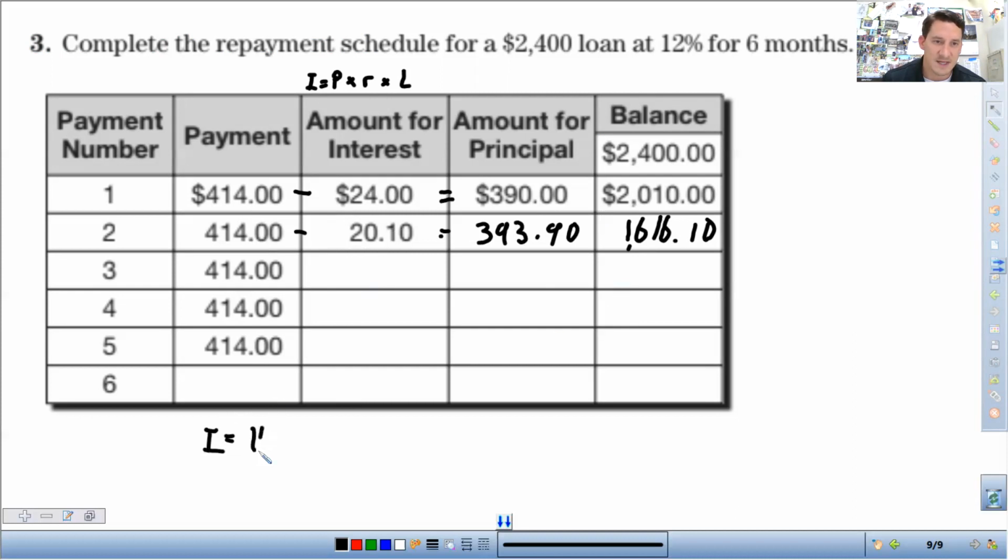All right, so to find the new interest, I need to do the principal, which is the new balance, 1,616.10, times the rate, 0.12 as a decimal, times the amount of time, 1 divided by 12, since we are calculating for 1 month. You get 16.16. And then again, you subtract to get the amount of principal. So 414 minus 16.16 comes out to 397.84.